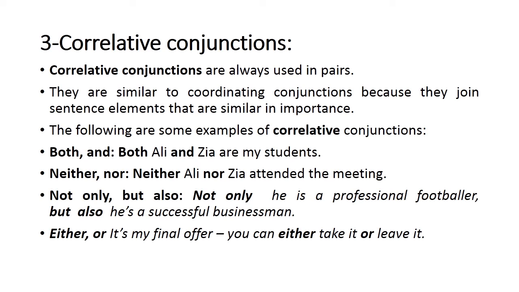So in all these examples you can see that two conjunctions are used at the same time in a single sentence. So that's why they are called correlative conjunctions. So this was all about adjectives and conjunctions. I hope you have a clear idea about these two parts of speech. Thank you for watching.